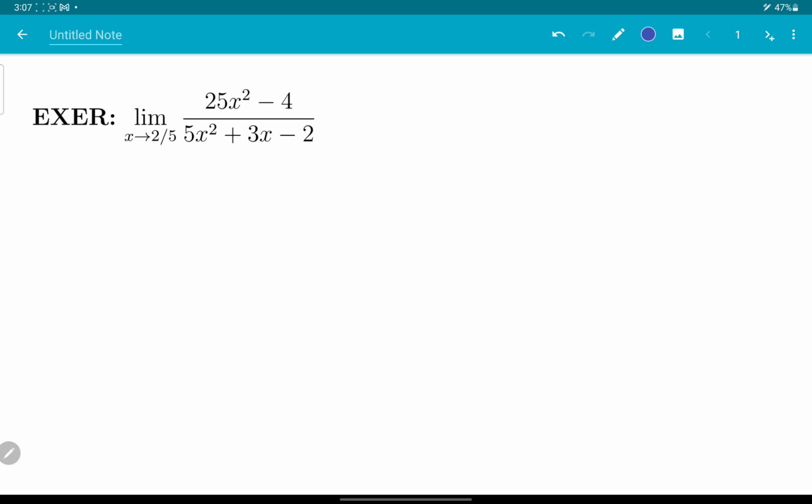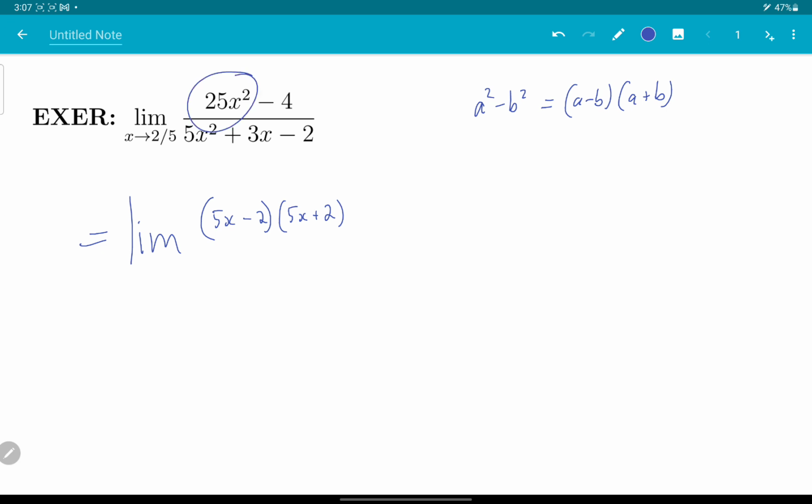Factor. So on top, I have a difference of squares. You got a squared minus b squared is a minus b, a plus b. So on top, I have 5x minus 2, 5x plus 2. Because you'll notice over here that a is 5x, which is the square root of this thing. And then b would be the square root of this thing, which would be 2.